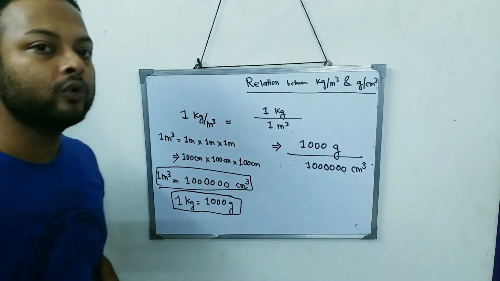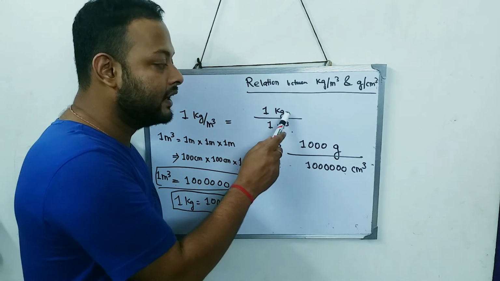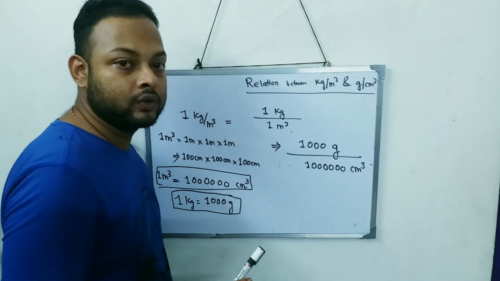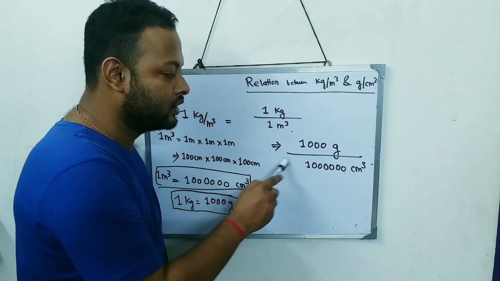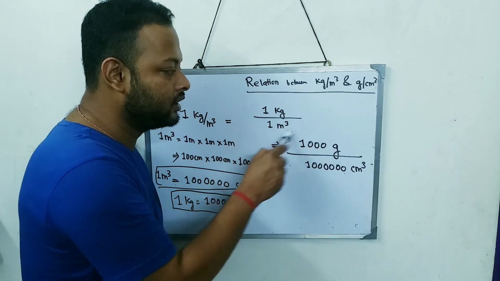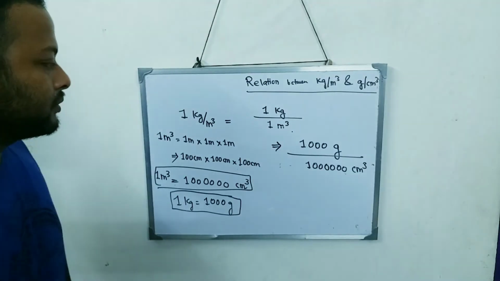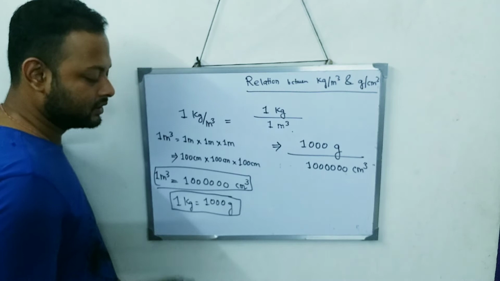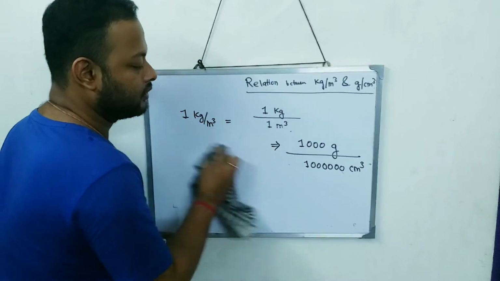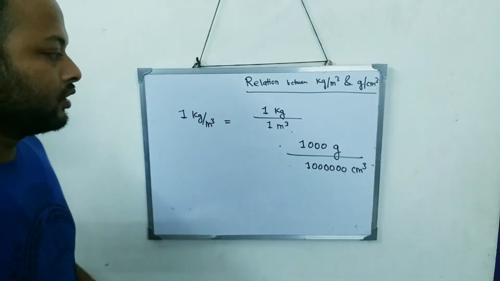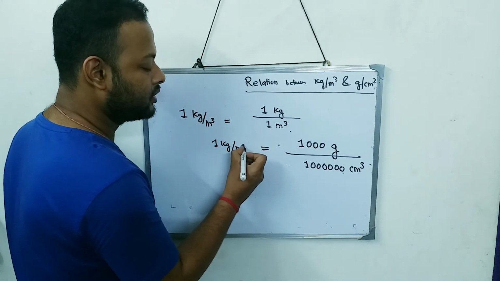In this step, think what I have done. If you look at it very carefully, from this step to this step, I actually converted the SI unit into CGS unit. Okay, clear? So I'm rubbing this part because I think you understood these things. So I'm writing 1 kg per meter cube.